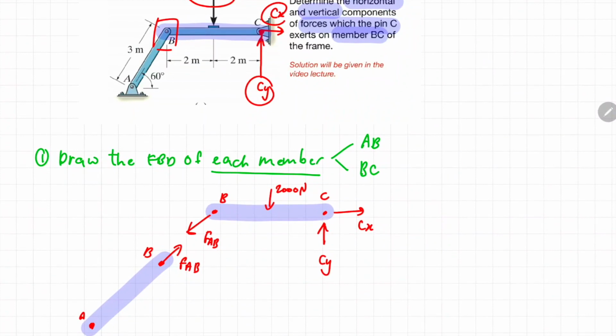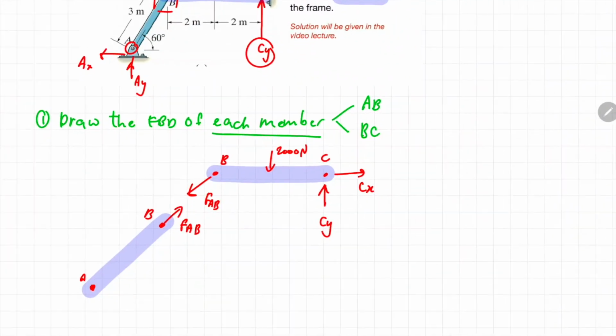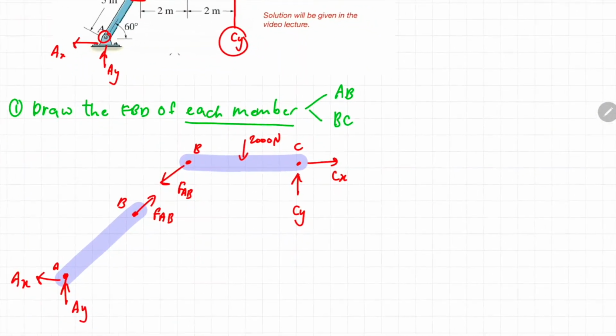Okay, now what else? Okay, look, at joint A, it's a pin kind of joint. So by right, there are two reaction forces over there, which is the Ay and also the Ax. Okay, I think that is all the external forces acting on the individual members.